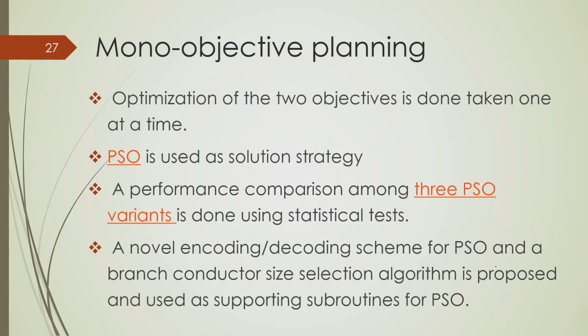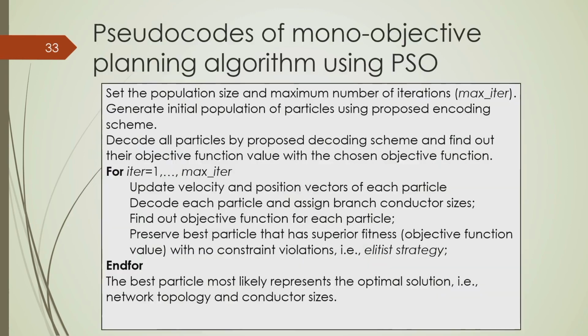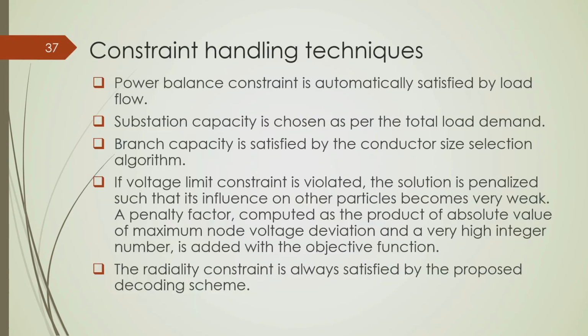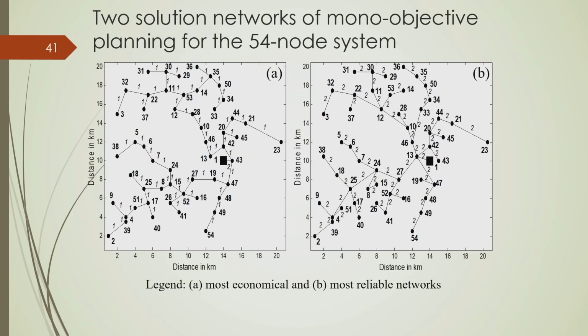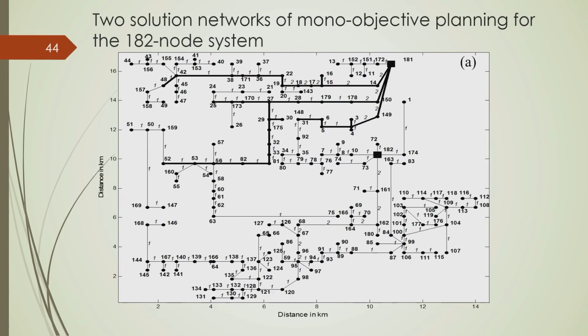Now, 182 node system is not shown over here. I can show you, I have some illustration here. So, this is 182 node system, where you can see these bold lines. So, bold lines represent the pre-existing network.